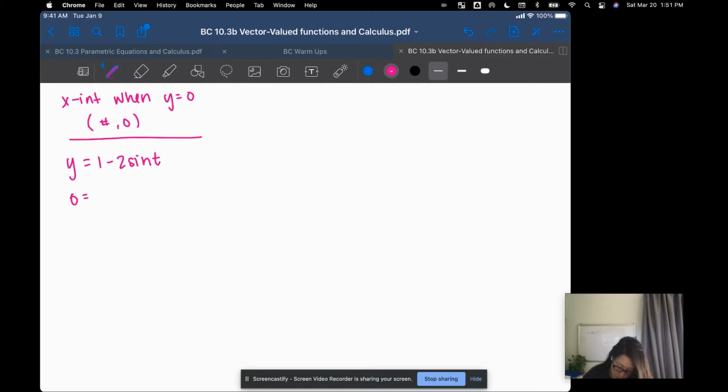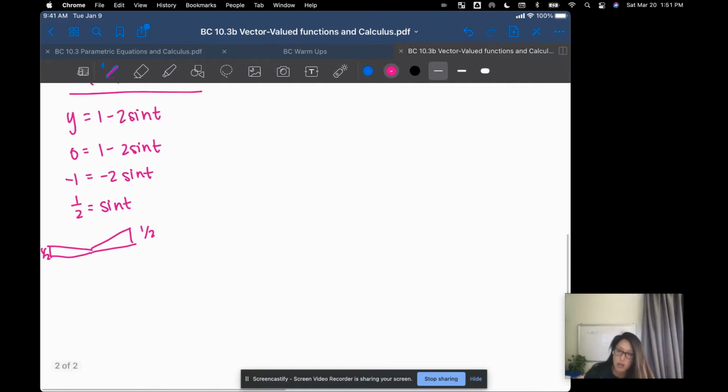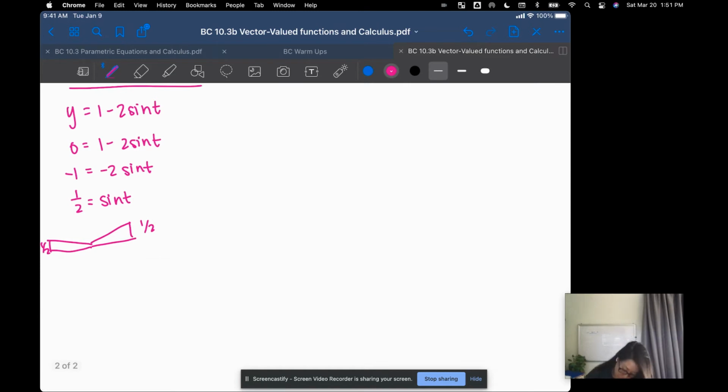Substitute in 0 for y. So 1 minus 2 sine t. Okay, subtract 1. I get negative 1 is equal to negative 2 sine t. Divide by negative 2. So I get 1/2 is equal to the sine of t. And I know that on the unit circle, sine of t is positive in quadrants 1 and 2. So my angle t here would be t is equal to pi over 6, and then pi minus pi over 6, which is 5 pi over 6.